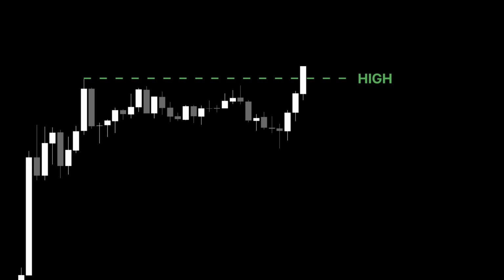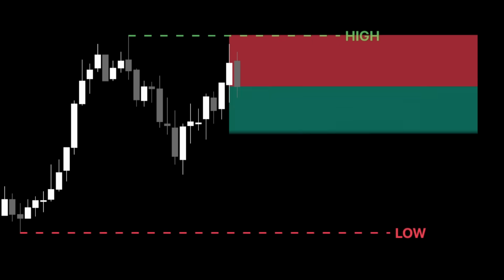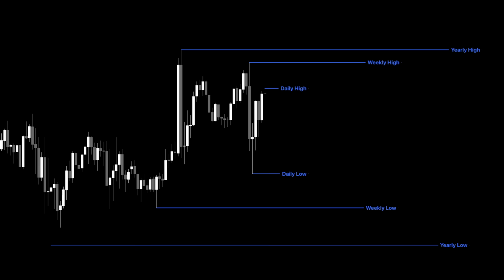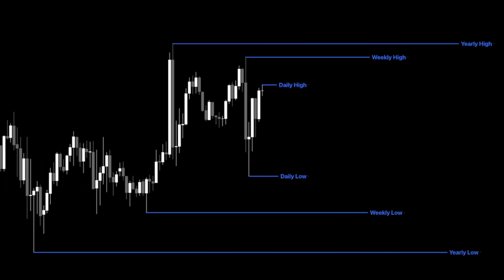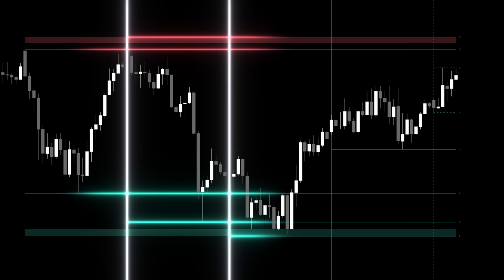Most traders rely on market highs and lows whether they realize it or not, using candle highs for stop losses, swing lows for take profits, or simply referencing daily, weekly, or yearly extremes. These levels are baked into trading strategies across the board. The problem? Identifying them consistently takes time, and missing one could cost you. That's why we built a tool that does it all for you automatically.